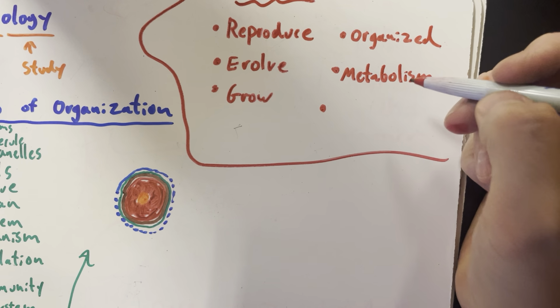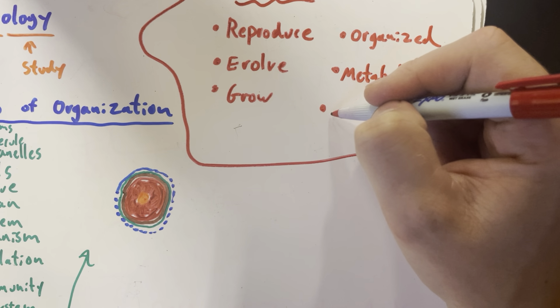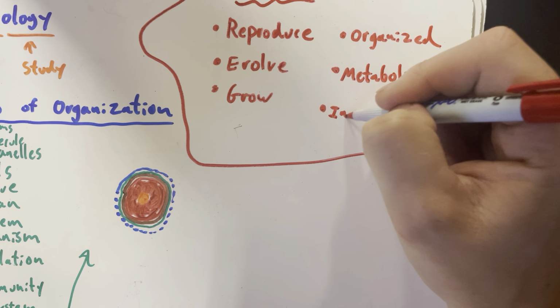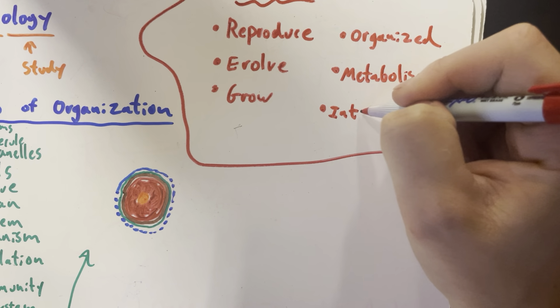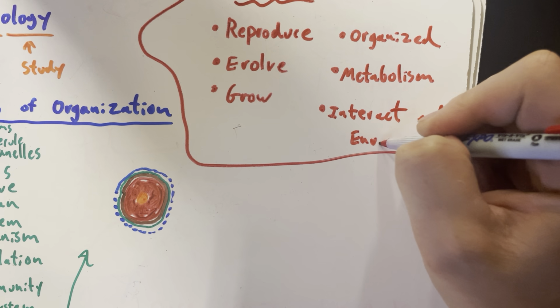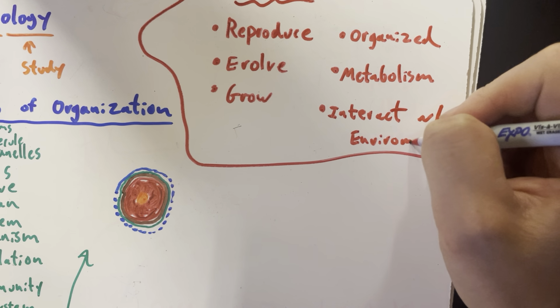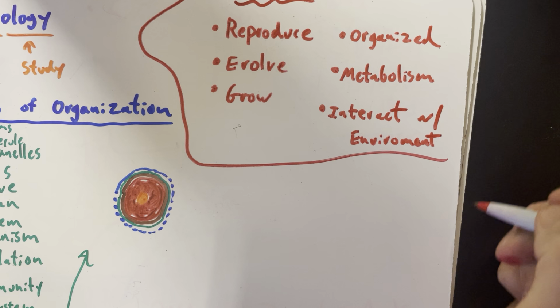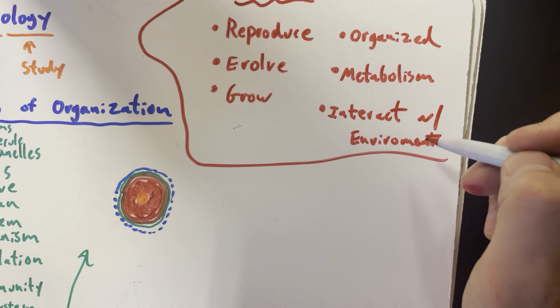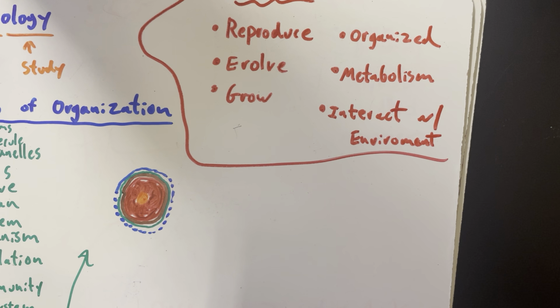They also can interact with their environment, right? Sorry, I scribbled that a bit. Interact with environment is what it says. So it's kind of useful to list these properties of living things, because then it helps us determine, okay, what is a living thing, right?